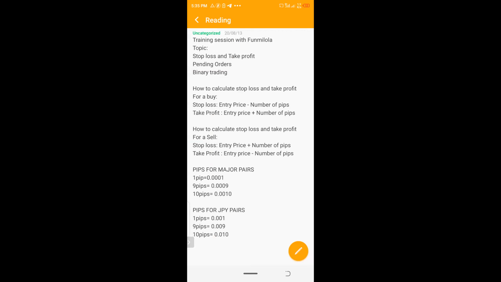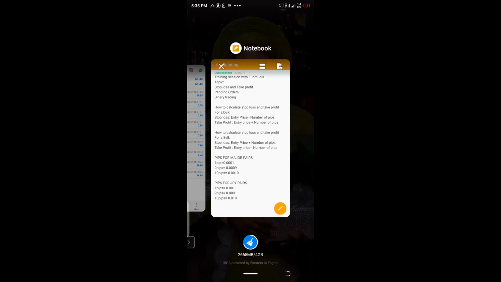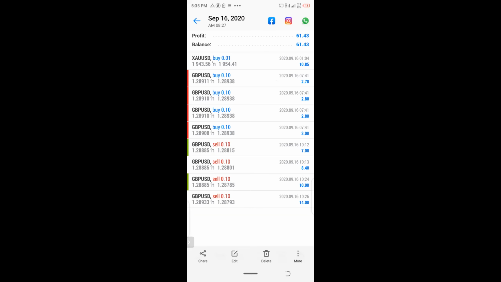You already have the entry price. You already know if I'm going for 10 pips, what my pip representation will be. So can you calculate your take profit? Let me check what was our entry price.